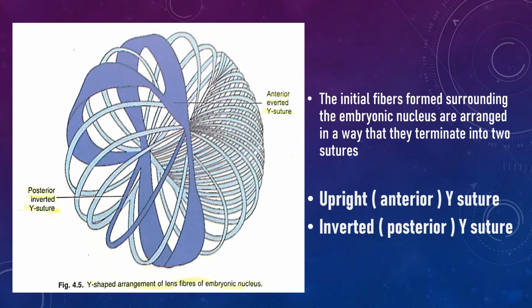Now you should know that after the embryonic nucleus is secreted, the fetal nucleus comes up. The initial fibers formed surrounding the embryonic nucleus are arranged in such a way that they grow from one end to another. As they reach each other, these fibers start getting flattened at their ends, and as they flatten they meet, forming a suture. That suture is called a Y suture. They terminate in that Y area.